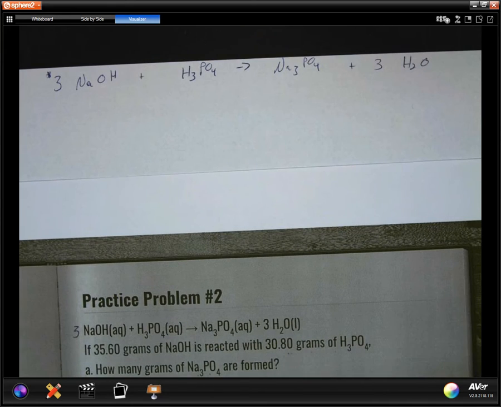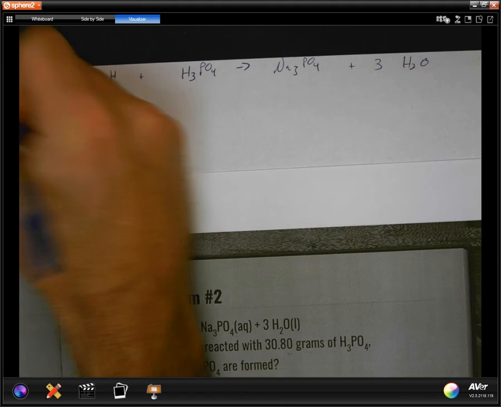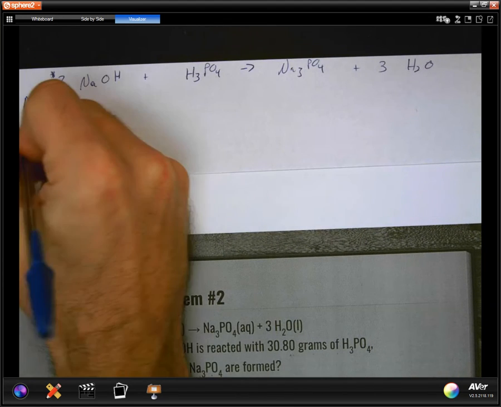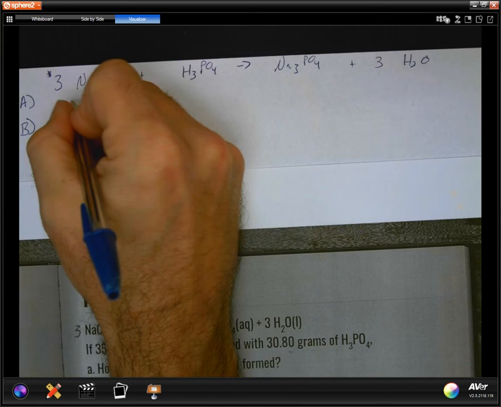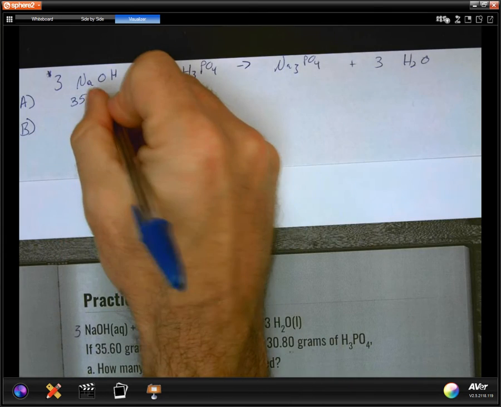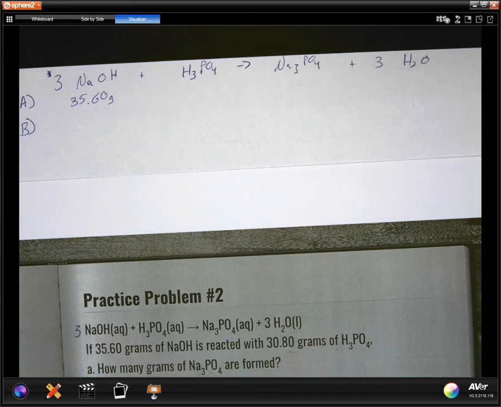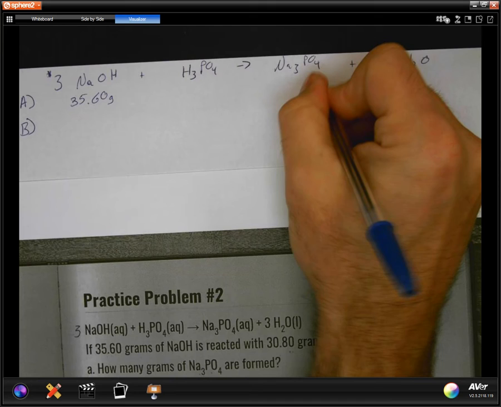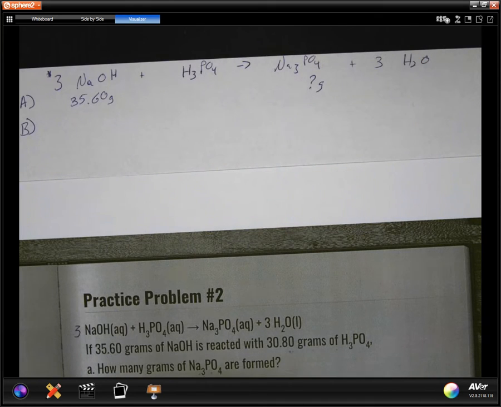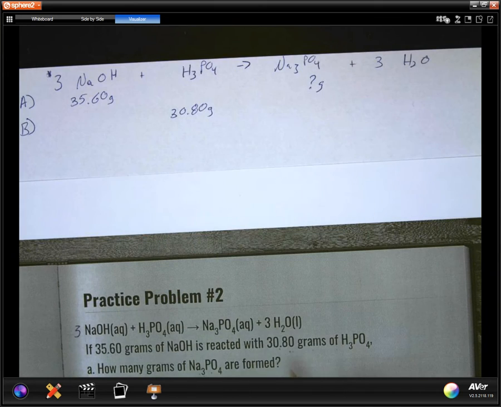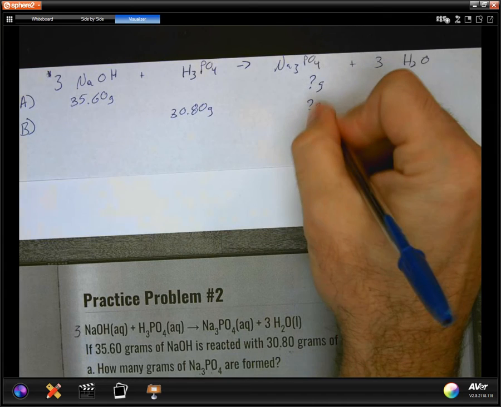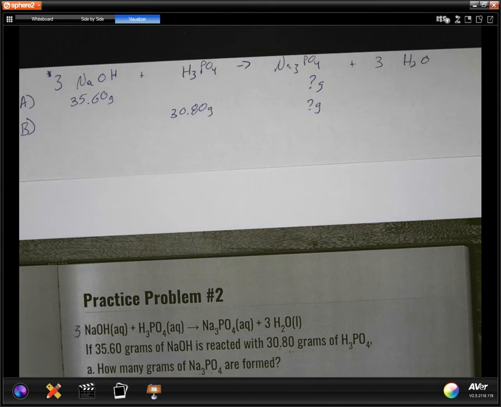So in order to get this problem set up, let me show you again how I would do it. I would write up my chemical formula. I would create scenario A, and I'd create scenario B. And I would say, okay, from this starting point in scenario A, we're going to have 35.60 grams. And from that, we want to predict how much sodium phosphate. So I'm going to put a question mark here. From scenario B, from this starting point, we're going to try to find again how much of this we would make. And so now we were going to do our 2 conversion problems.